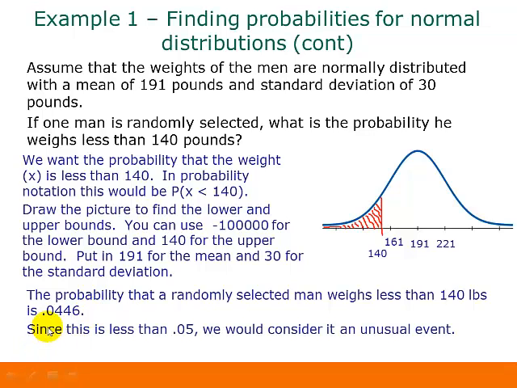Now this probability is less than 0.05, so we would actually consider this to be an unusual event. And I would think in this case that the elevator company might want to reconsider some of their assumptions, and they might want to change what their maximum number of passengers would be.